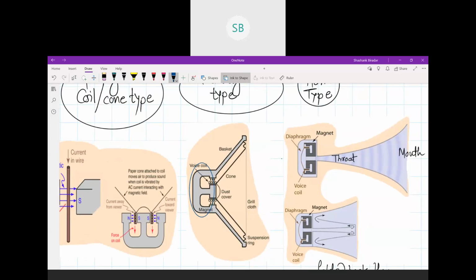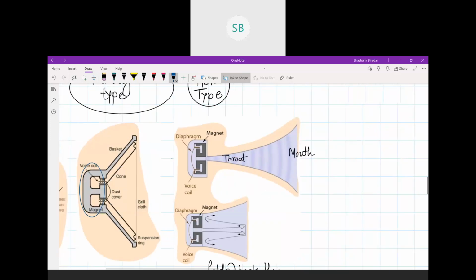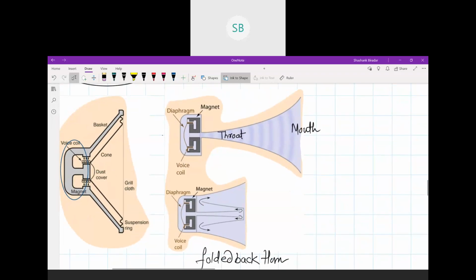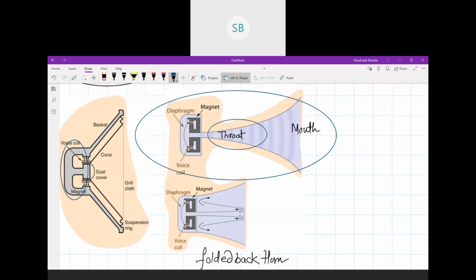The final thing is the horn type loudspeaker. The construction is as shown in the figure. These are the constituents of this one. The horn is a tapered enclosure. It has two ends called the throat and the mouth. Here, the throat and the mouth.